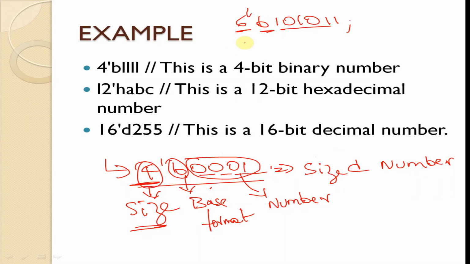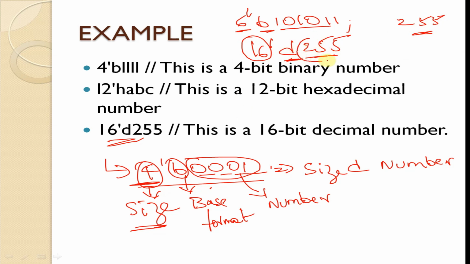So if we want to represent in decimal, for example, we can see 16 tick decimal 255. So here 16 represents the number of bits in this number. If we convert 255 into binary, we can find 16 bits in this number. So here 16 represents the size, the number of bits in the number, and D represents the base in which the number is written, and 255 is the number.